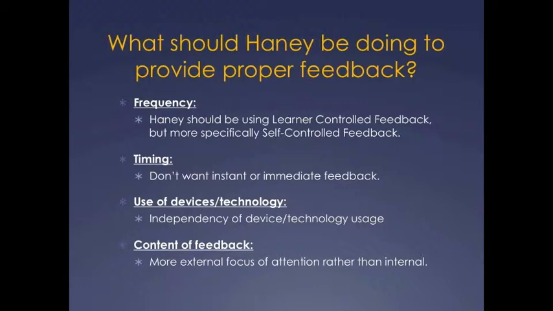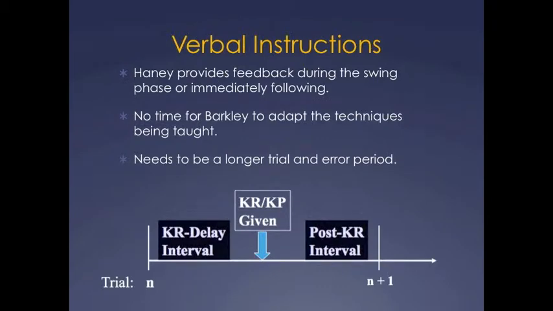As far as the content of feedback, from what we learned in class, Haney should be using more external focus of attention rather than internal, since that is what research has said has improved learning. Haney provides his feedback immediately after the swing or during the swing phase. In order for Barkley to adapt the techniques being taught, Haney needs to provide a delay interval, as you can see in the chart here, in which to give the feedback in order for Barkley to correctly understand and also learn for himself.